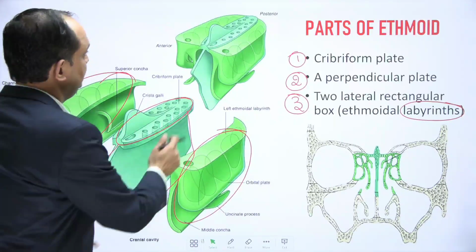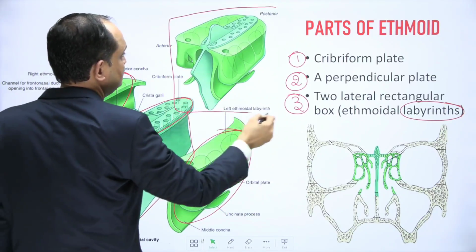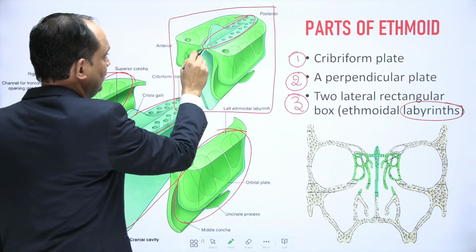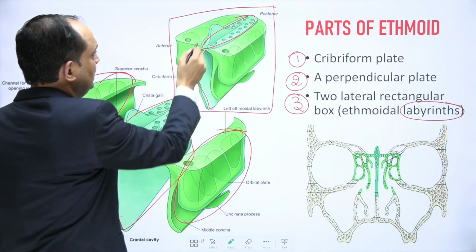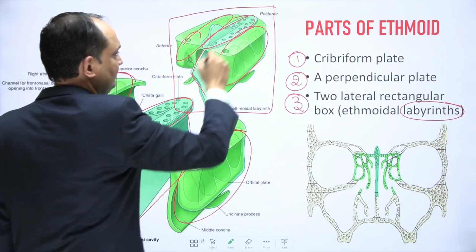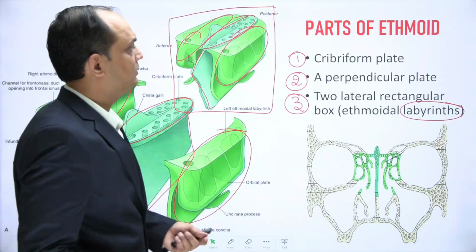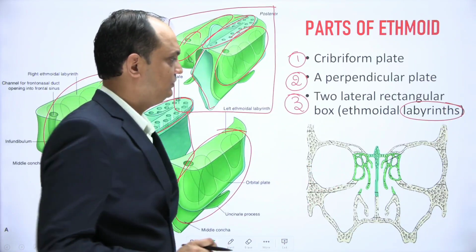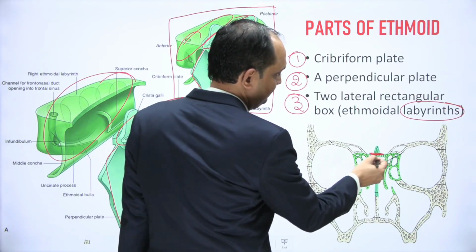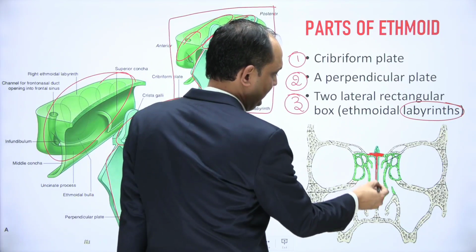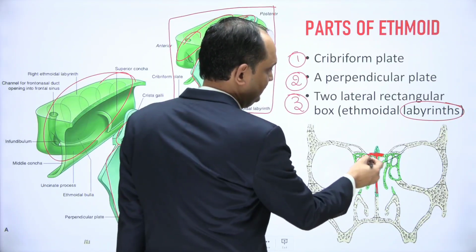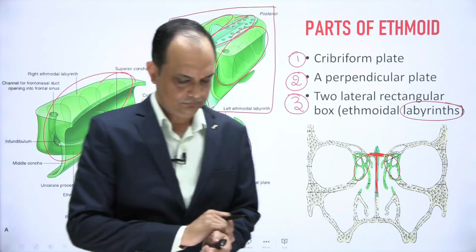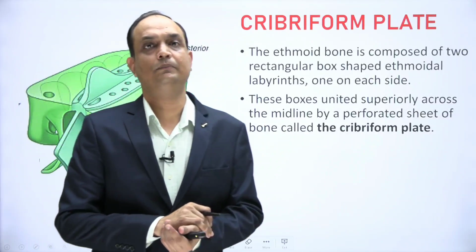When you join all three, you get the image of the bone, with the cribriform plate in the superior aspect. From the midline the plate goes downward, and on both sides of it you have the two box-like structures known as the labyrinths of the ethmoid. In this section also you can appreciate the cribriform plate, below that the perpendicular plate, and on both sides the two labyrinths of the ethmoid bone. Now what is the cribriform plate?